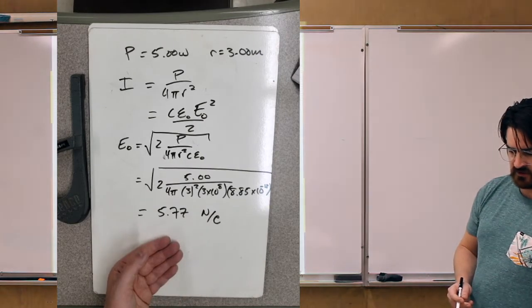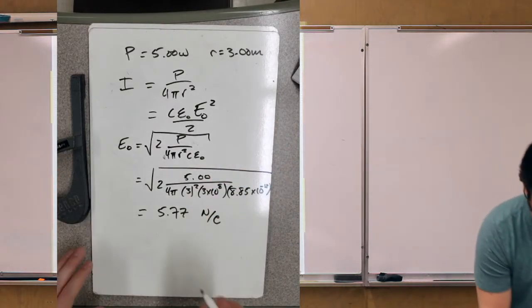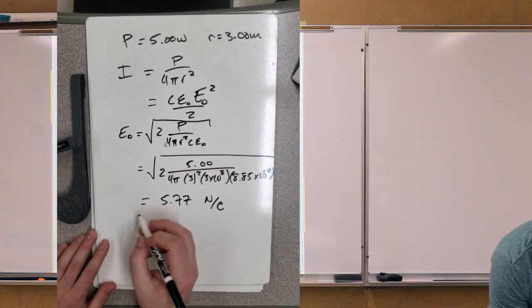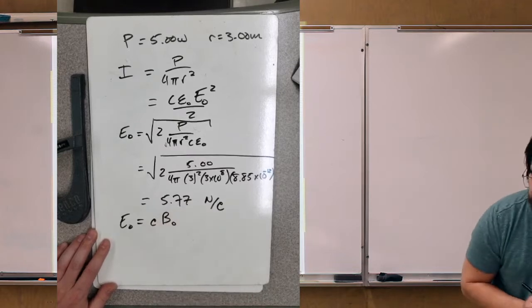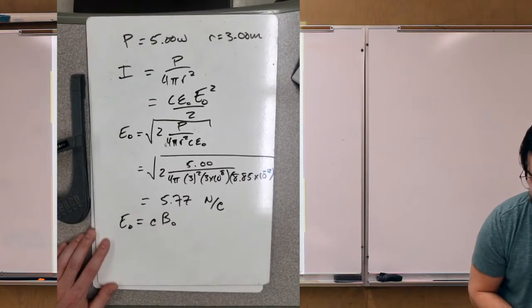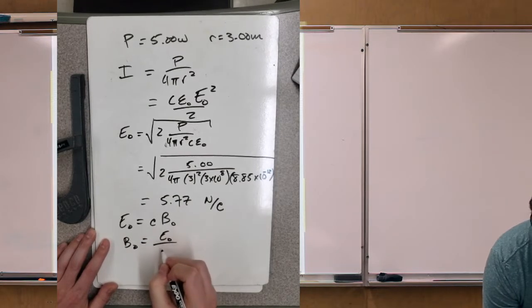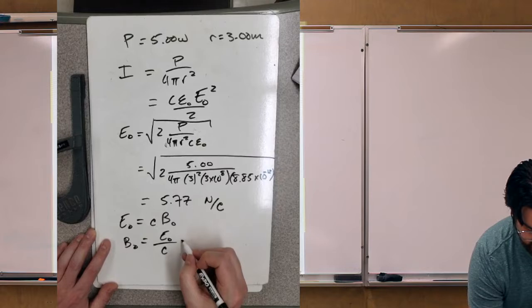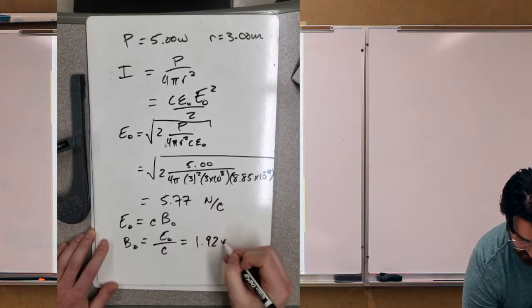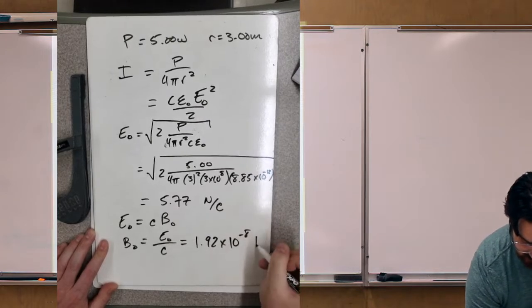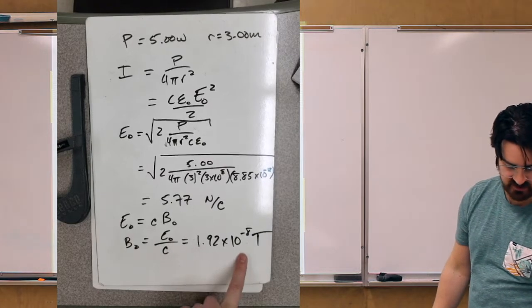What about the magnetic field? Well, we could go through a similar process starting from the intensity, or we know that the electric field is related to the magnetic field in this way, or the ratio of them is equal to c. So if we just divide the electric field we got by c, the speed of light, again, everything's in standard units, so you can just assume we're going to get out the right standard units, which is Teslas: 1.9 times 10 to the minus 8.